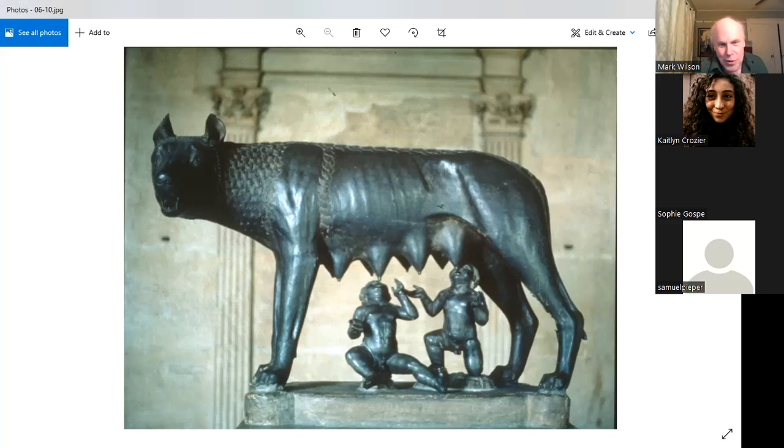Okay, the names of these two human babies. Romulus and Remus. Yes, Romulus and Remus.